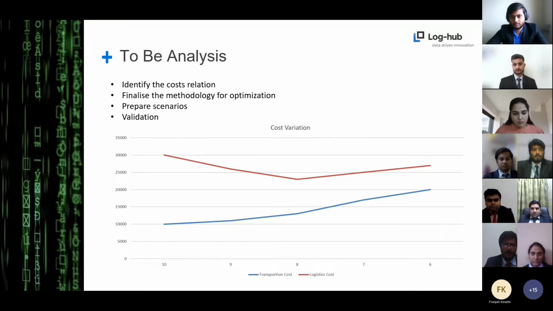How do we come in the picture? What does LogHub do? Do you all know what we do, who we are, etc.? So LogHub is actually a software organization. We develop the softwares for data, supply chain optimization. We are strictly limited to the supply chain part of the industry. So we develop softwares in the supply chain optimization part.